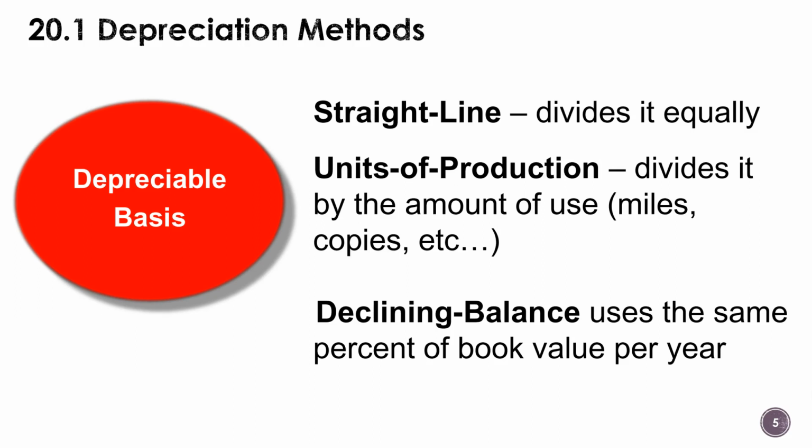Units of production, that we take the depreciable basis and we divide it by the amount of use. So the number of miles, the amount of copies, how many boxes it will make, that kind of thing. The declining balance uses the same percent of book value per year. So that means that we take the depreciable basis, and really we don't even have to take the depreciable basis on that one. We do have to know the salvage value, but we basically take the book value and we multiply it by a percent. And so we're given the percent and we figure out what percent to use each year.